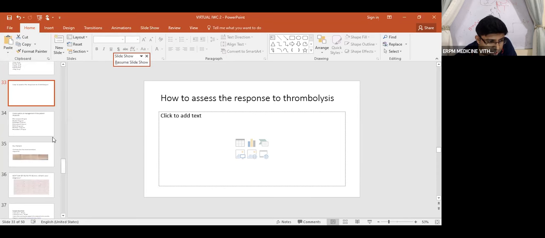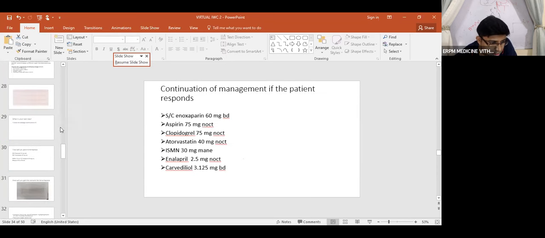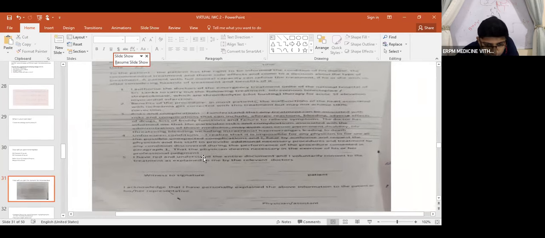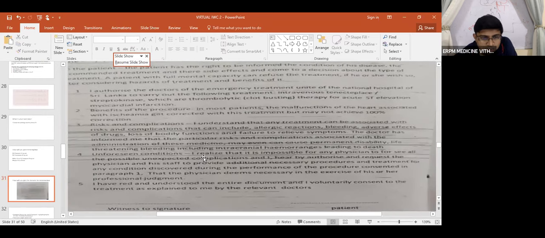What are the indications for thrombolysis? Come on, guys. ST elevation MI, and the patient should come within how many hours? 12 hours. What is the second point? Either there is a ST elevation MI, true posterior MI, or new left bundle branch block in the ECG.